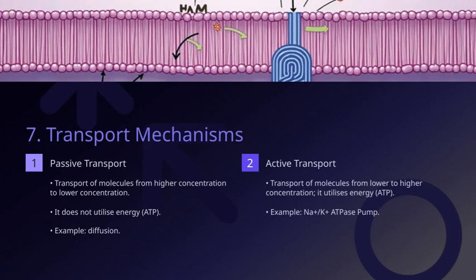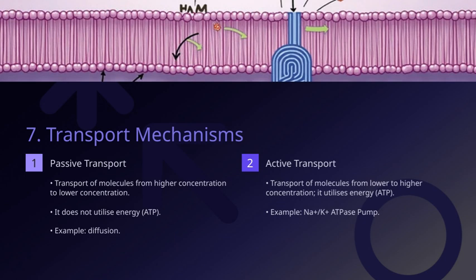First, we have the Na+ K+ ATPase pump. This is a classic example of active transport. It moves molecules from a lower to a higher concentration, and it requires energy in the form of ATP to do so. This process is crucial for maintaining cell function and homeostasis.